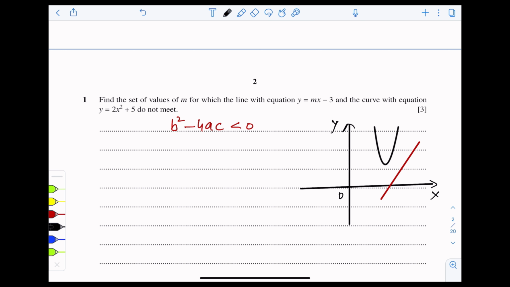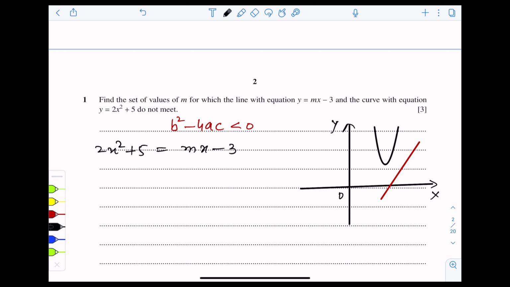Now we will merge these two equations, line equation and curve equation, by using the substitution method to have a general quadratic equation. First, 2x square plus 5 is equal to mx minus 3. Now we will write it in standard form.